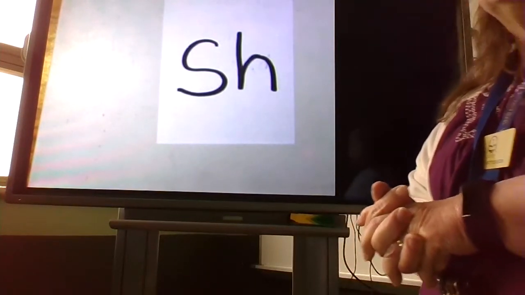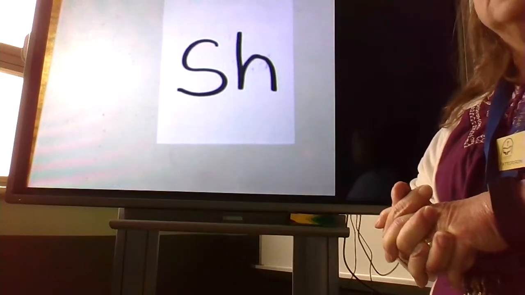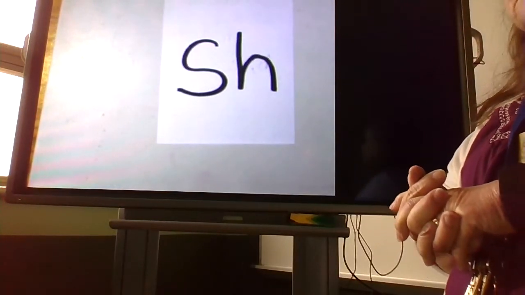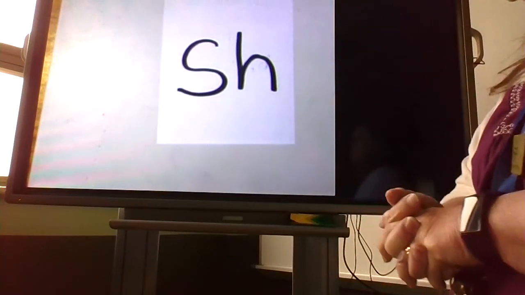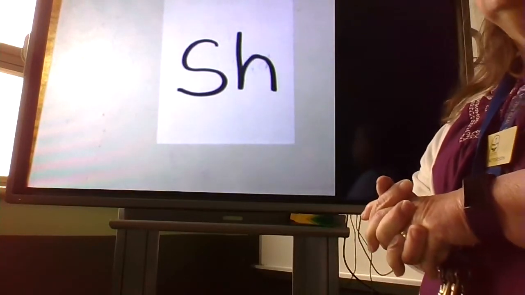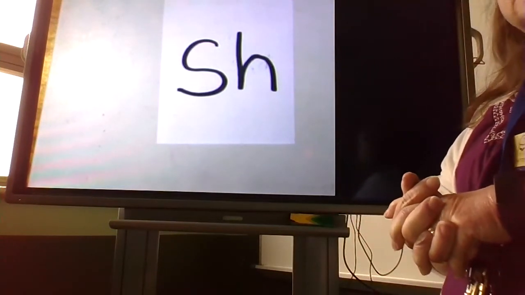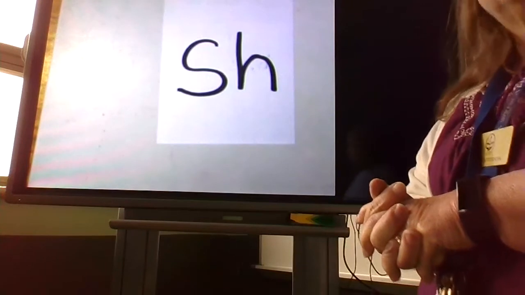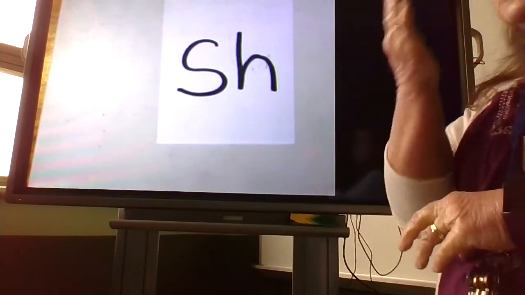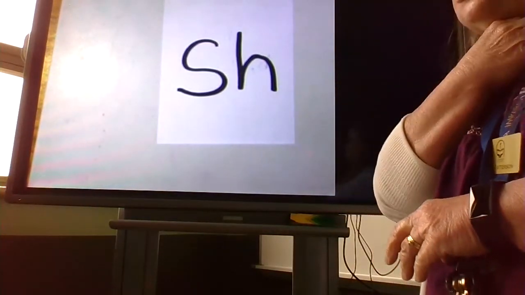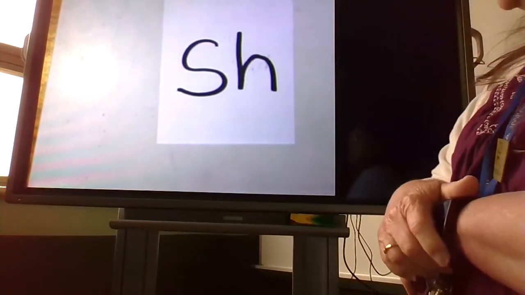The SH brother says shh, like to be quiet. His favorite thing to do was when they pulled into towns, he always made sure that the passengers were quiet, and he would say, shh. It doesn't stop. It's a continuous shh. We put our teeth together, and we kind of feel a tingling when we do it. Try it with me. Shh. Let's see if it's voiced or unvoiced. It is definitely unvoiced. We feel that breath.